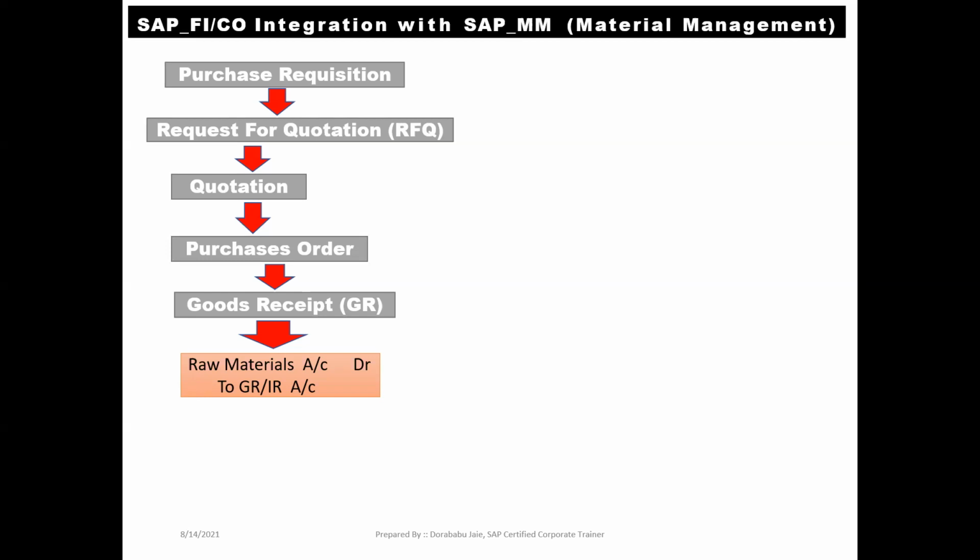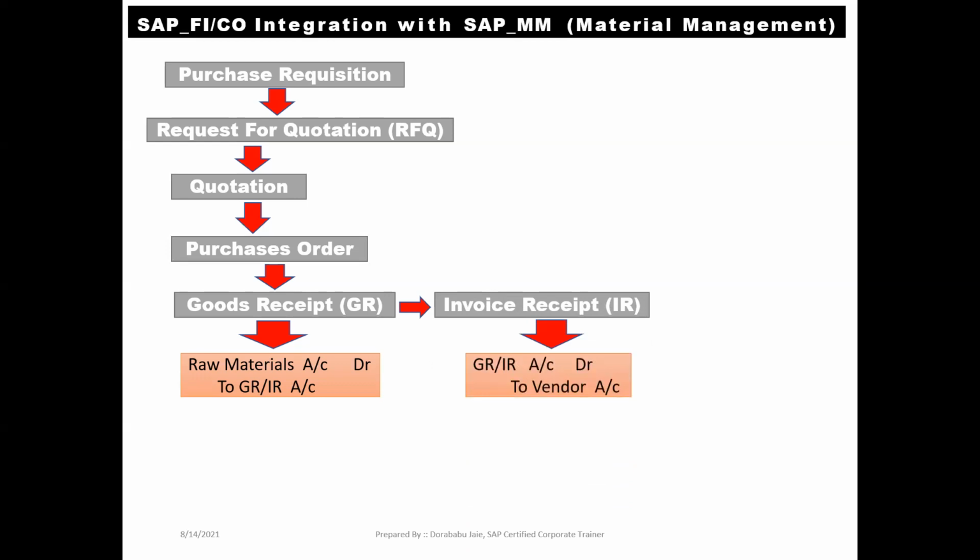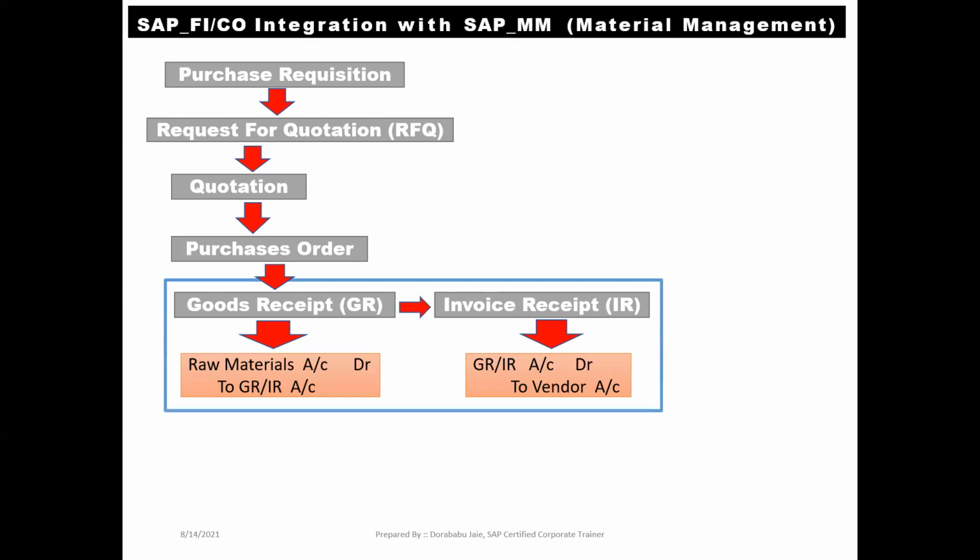Then in continuation, once we have received the stock, along with the stock we will get the invoice copy, that is invoice receipt, or we can call it IR. Once we receive the IR, at that moment we get the accounting entry like this. Check it out: GRIR clearing account debit to vendor account. At the time of GR, we got one accounting entry. At the time of IR, we got one accounting entry. These two accounting entries we will get automatically at our SAP FI and CO level. Our accountant, meaning our SAP FI end user, will not post the accounting entries which belong to GR and IR. The system automatically takes them.